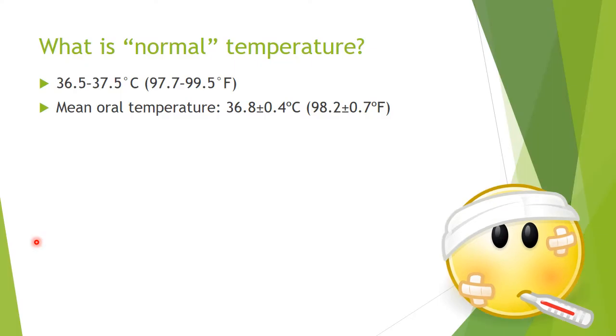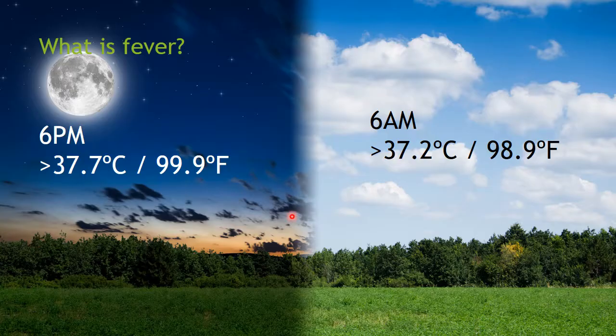Today we're going to be talking about the mechanism of fever and the approach to pyrexia of unknown origin. Before learning about fever, we should know what is normal temperature. It is the range from 36.5 to 37.5 degrees Celsius or 97.7 to 99.5 degrees Fahrenheit. This is the core temperature, or the mean oral temperature, which is 36.8 plus or minus 0.4 degrees centigrade.